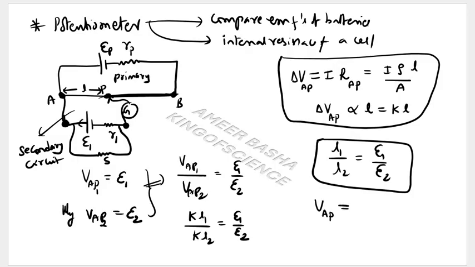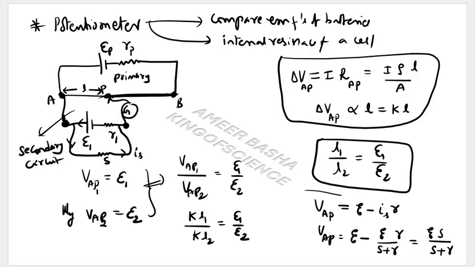Here the current flows now. This current I call IS. So the potential difference across AP will be E minus IS into R, where IS can be written as EMF divided by total resistance, that is S plus R, into R. When I take the LCM, ER will cancel, and we get ES divided by S plus R. So now with the help of these equations, I can find the internal resistance of a cell.